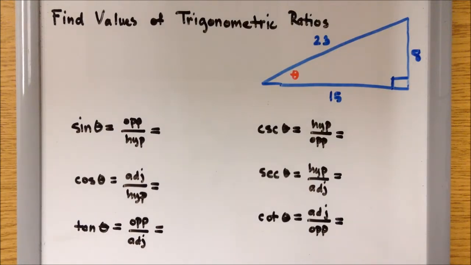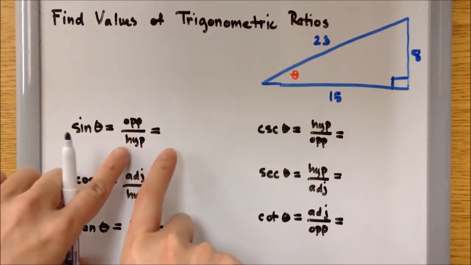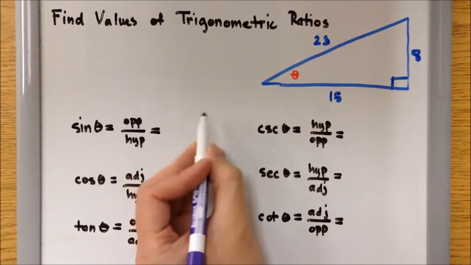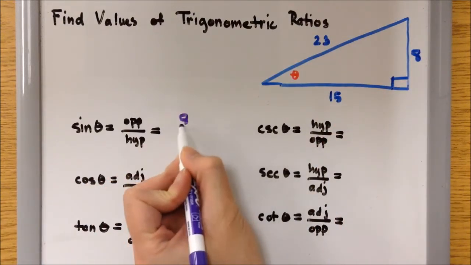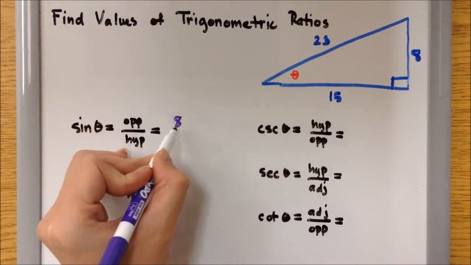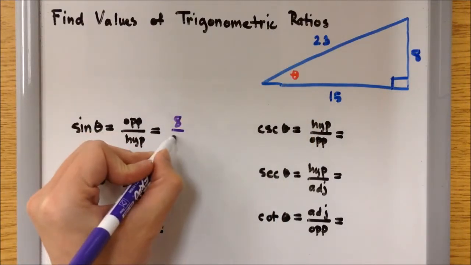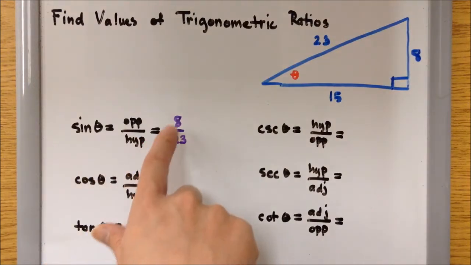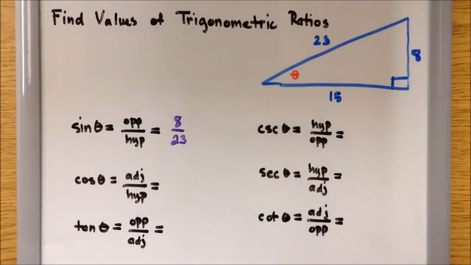So if we go for each trig function, sine is opposite over hypotenuse. So from this angle, the opposite is 8, so we're going to put 8 on the top. And then for hypotenuse, we're going to put 23. So sine theta is equal to 8 over 23. And that's it. We're just going to leave it like that. All it's asking is to find values. Don't worry about converting to decimal.